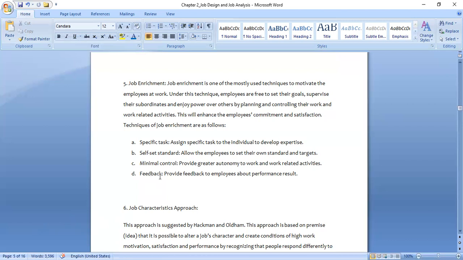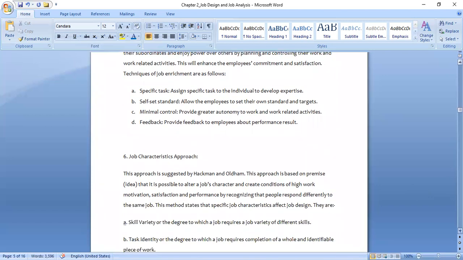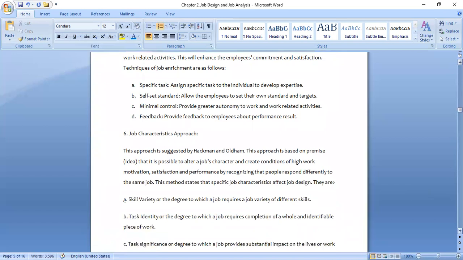And then feedback. These are techniques under job enrichment, which is under approaches to job design, right? So with job enrichment, you can also use feedback. Feedback is to show these employees, after they have performed a task, results on how well they have performed. All right. Then another approach to job design is the job characteristics approach.